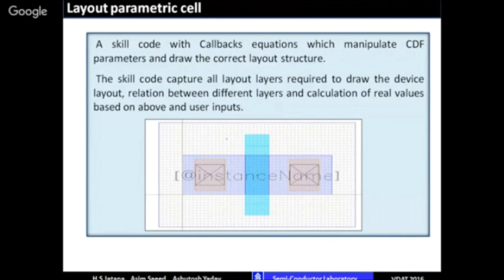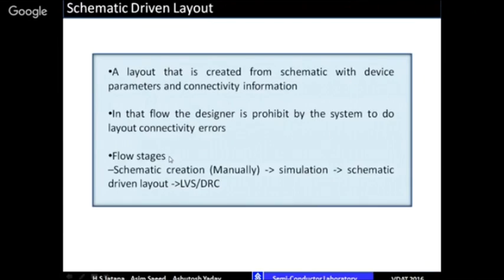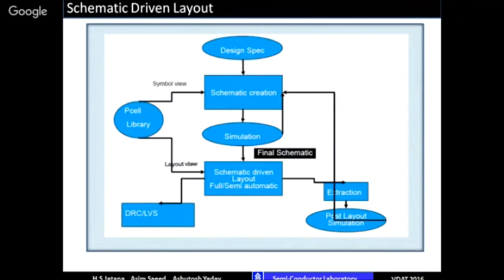And when you connect the two transistors, you have to calculate the parasitic of the interconnect and take it into consideration. So that is a schematic driven layout, where from the flow you have made a circuit, and your layout is formed based on the schematic. So your circuit drives the layout.